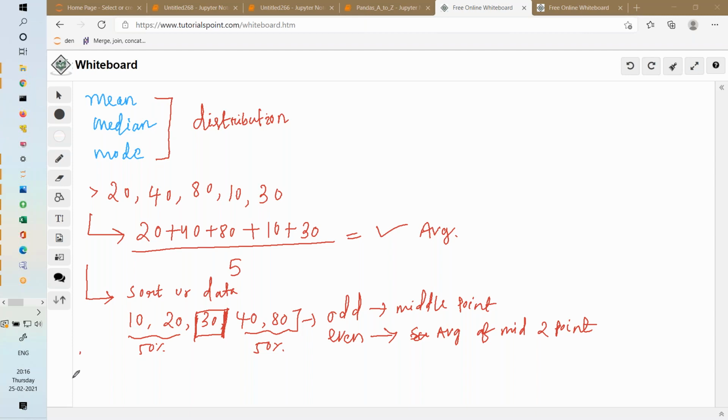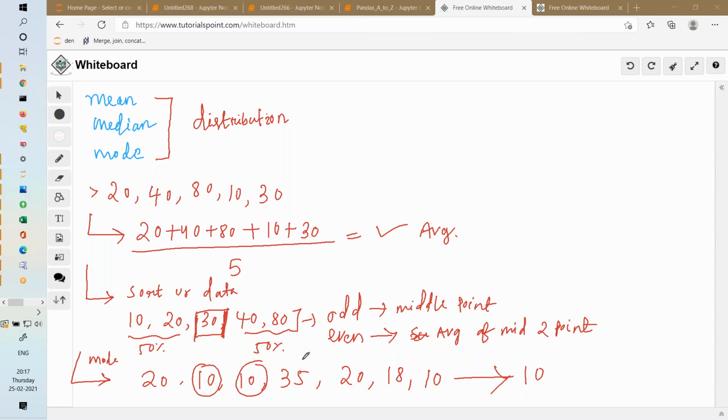What is mode? Mode is a very common concept. Mode is the common occurrence. Now tell me what will be the mode: 20, 10, 10, 35, 20, 18, 10. Can anyone tell me what will be the mode in this particular case? 10. And why is 10 the mode? Highest occurrence. 10 is the mode because 10 occurred 3 times. You can see here 1 time, here 1 time, 2 times, and here 1 time, 3 times. So mode is the most commonly occurring element.